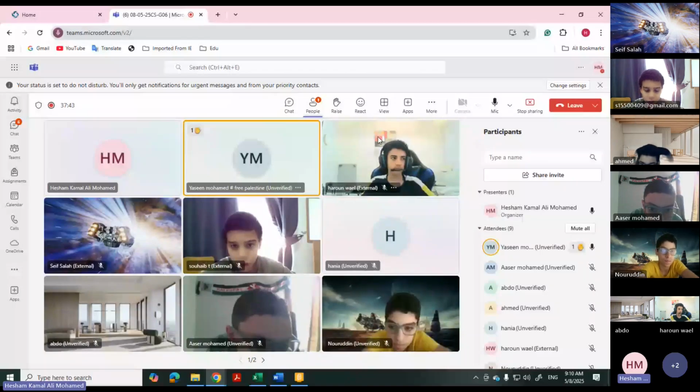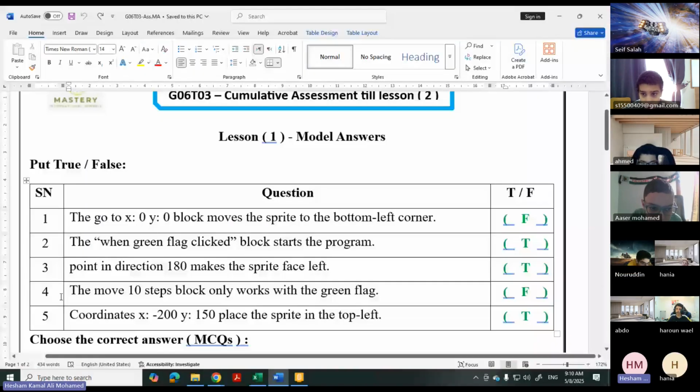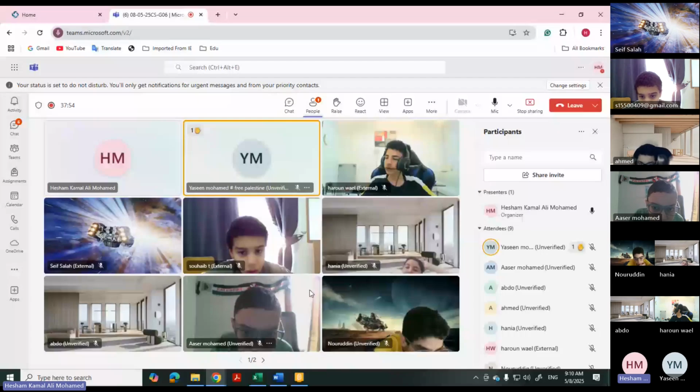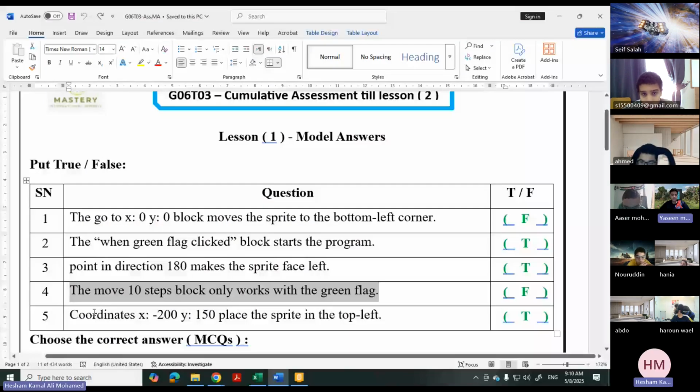Okay, let's go to the next one. Who's going to read the next one? Number 4. Do I have a volunteer? Okay, Yasin. Let's go with Yasin. Number 4. Read it out loud for us, please.